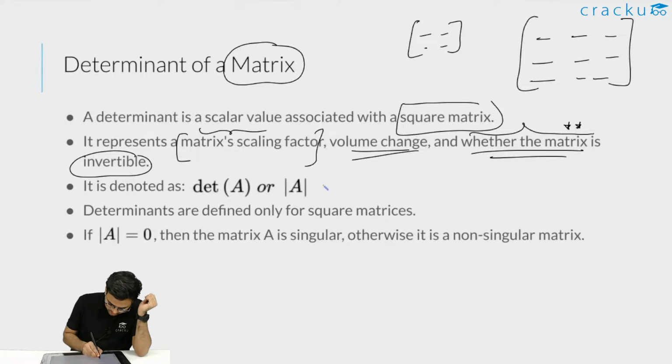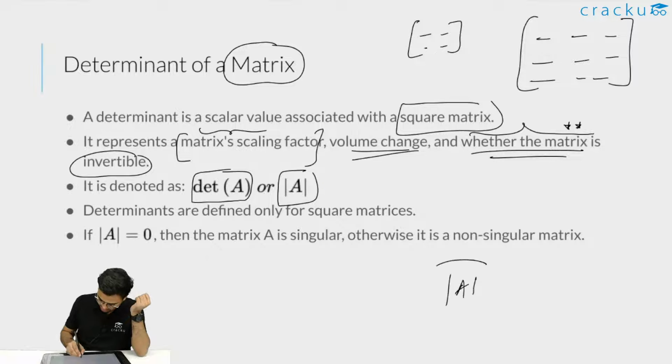Then it is denoted by det of A, that is determinant of A, or mod of A. It is not exactly called mod. This symbol is basically called determinant of matrix A.